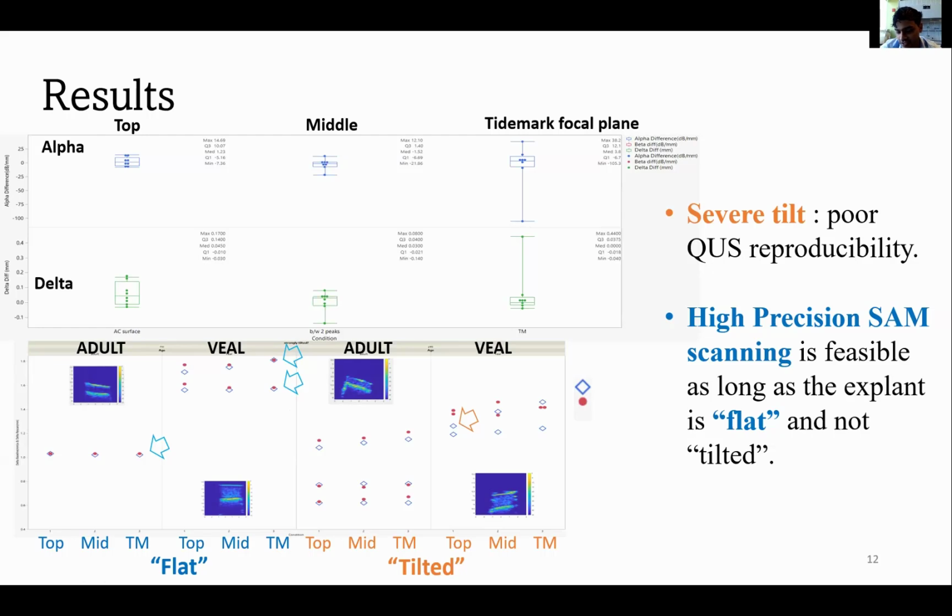We actually developed an eligibility criteria to not include explants with severe tilts in our analysis, so that can help us with the reproducibility of our experiments. And from this experiment, we also concluded that it is possible using SAM to visualize and see changes in tide mark remodeling for the explants which are not flat.